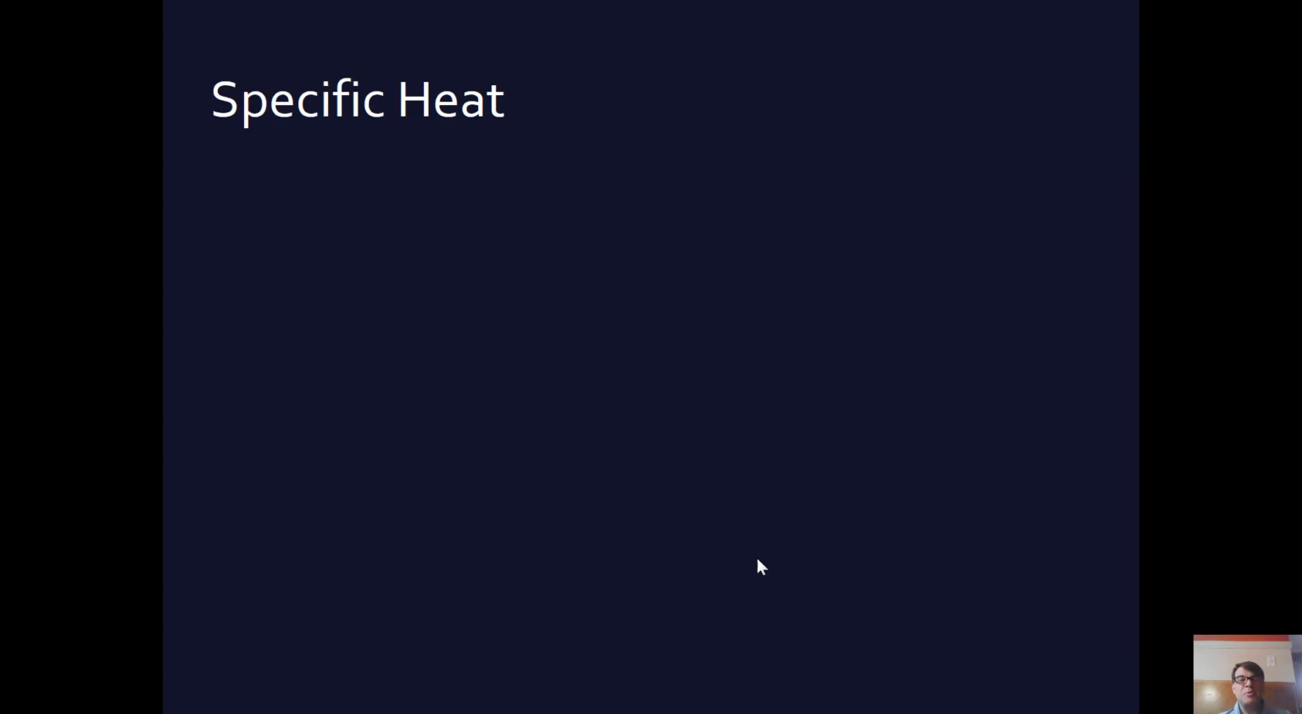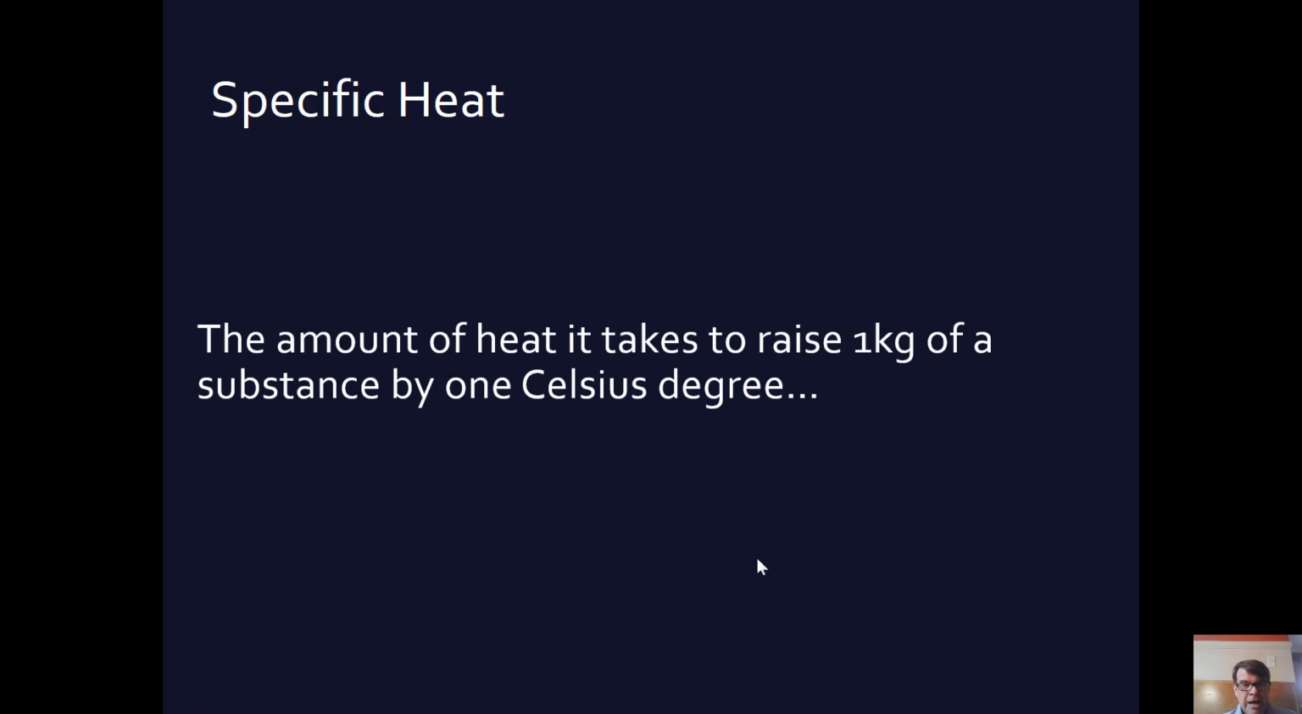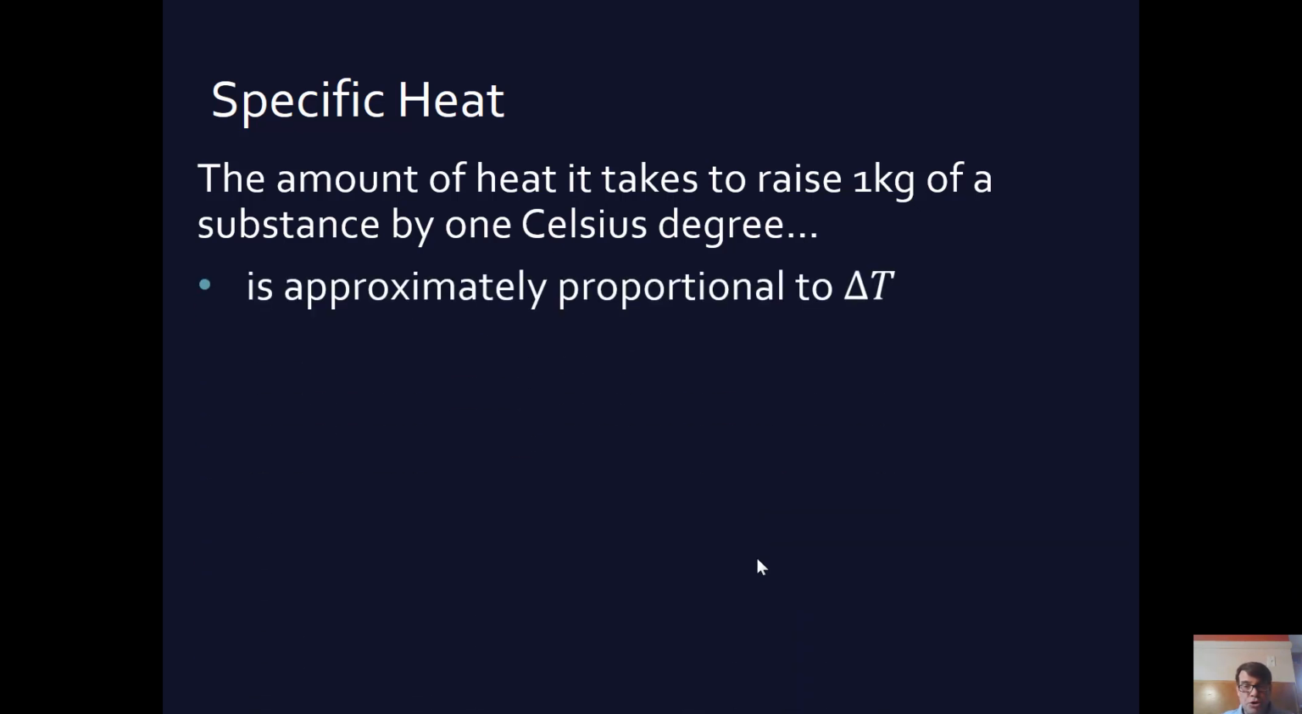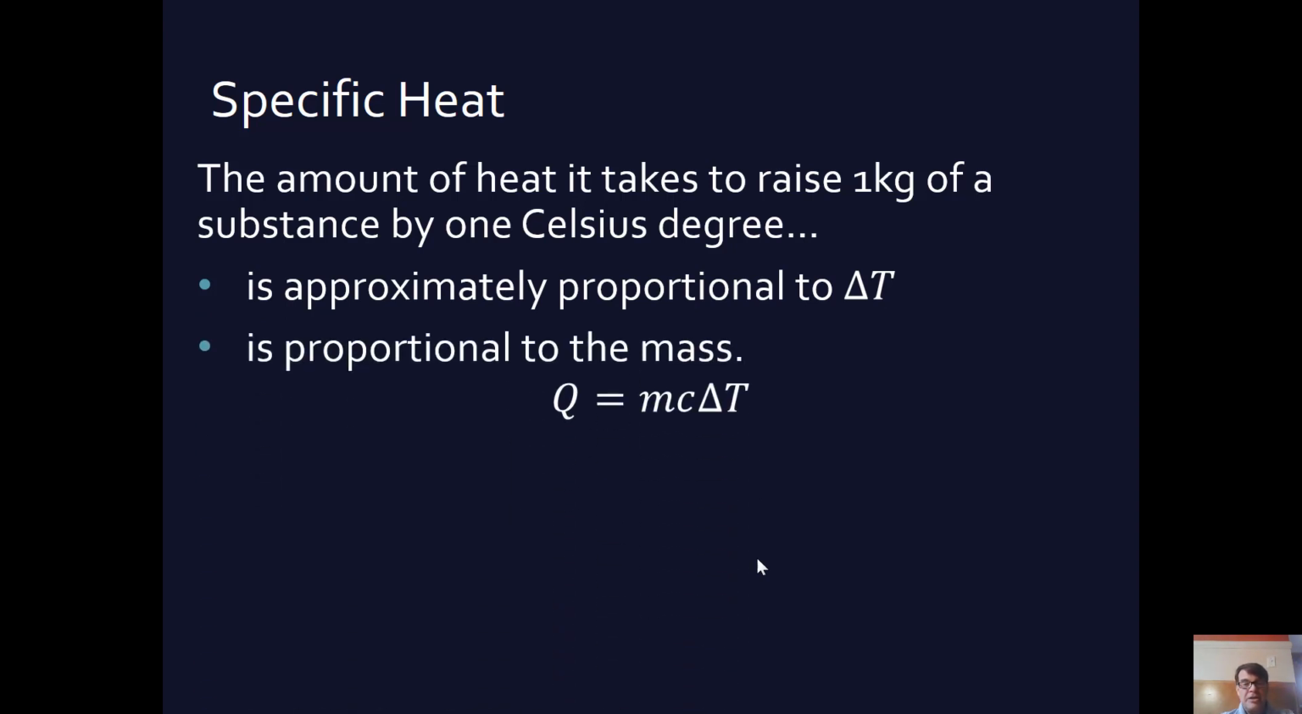Okay, so the specific heat of something. Now, let's say we are raising a substance by 1 Celsius degree. The amount of heat it takes to raise a substance by 1 degree is proportional to the change of temperature, and it's proportional to the mass. And so we could set up a little equation that the energy required, the Q, is mc delta T: Q equals m c delta T, where m is the mass and delta T is the temperature change.